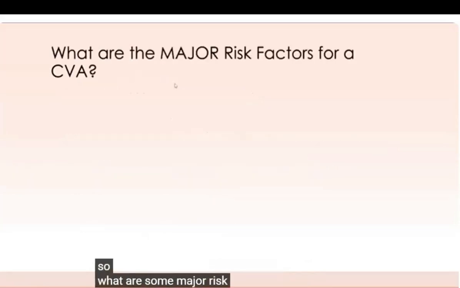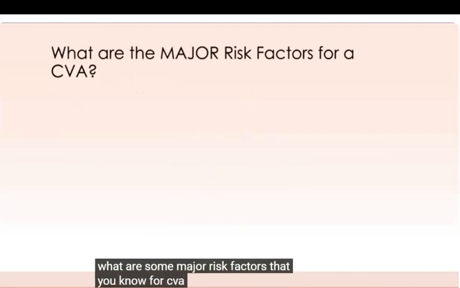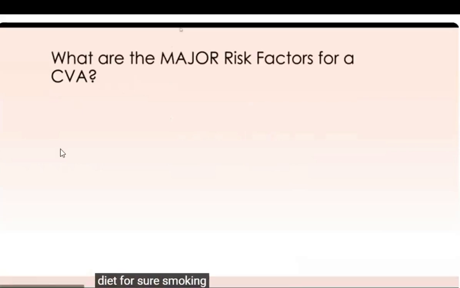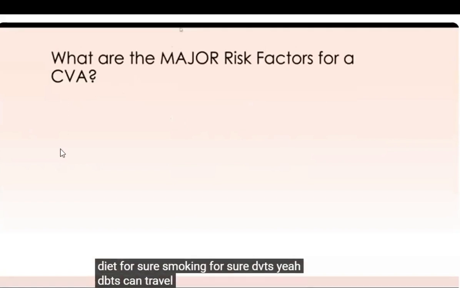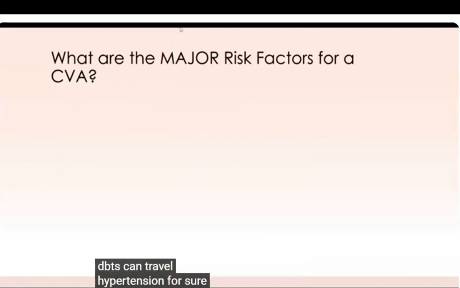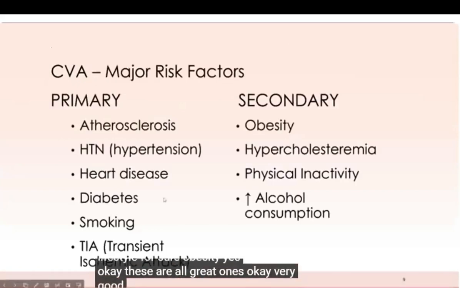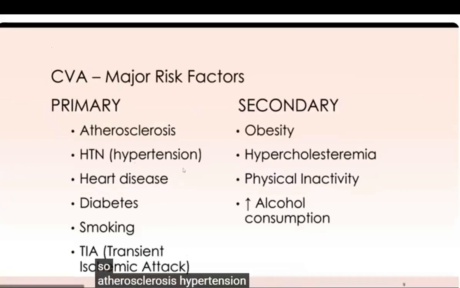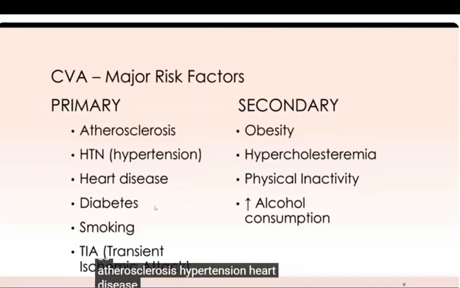What are some major risk factors that you know for CVA? What do you think are some major risk factors? Diet, for sure. Smoking, for sure. DVTs, yep. DVTs can travel. Hypertension, for sure. Lifestyle, for sure. Obesity, yes. Okay, these are all great ones. Okay, very good. Atherosclerosis, hypertension, heart disease.